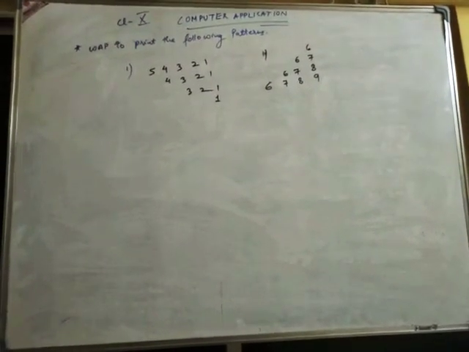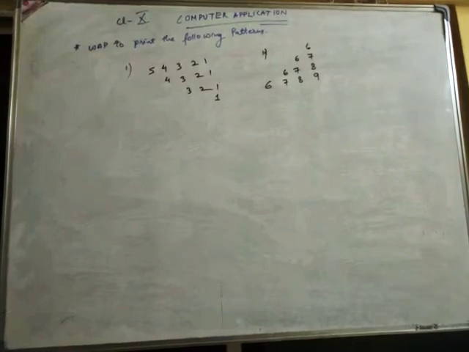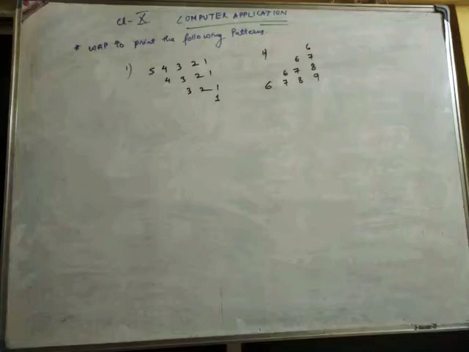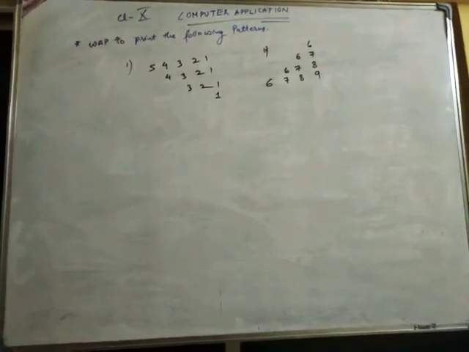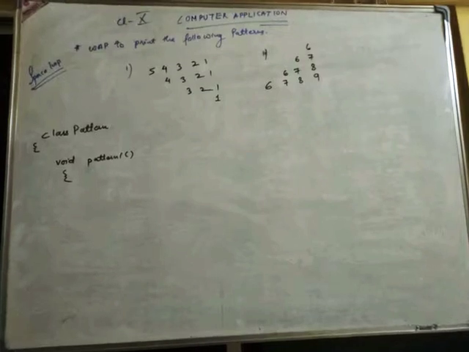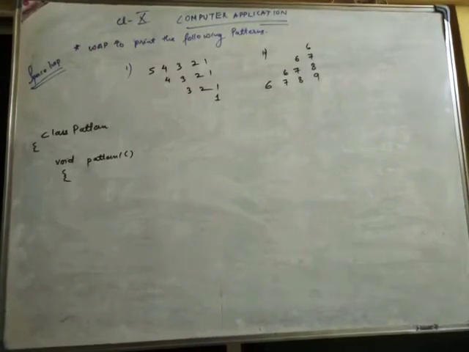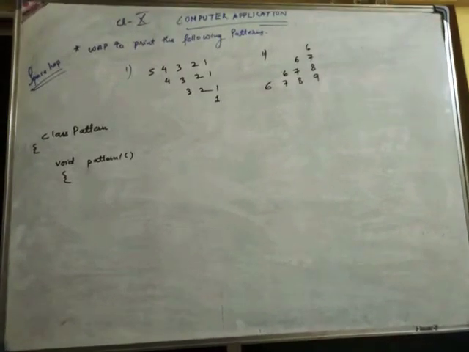So here two questions I had left out for you all to do. So you please try to see whether you have done it correctly or not. So we start with the first pattern. In the first pattern, I have to solve the pattern. So if you see here, 5 4 3 2 1, then 4 3 2 1, 3 2 1, and 1.